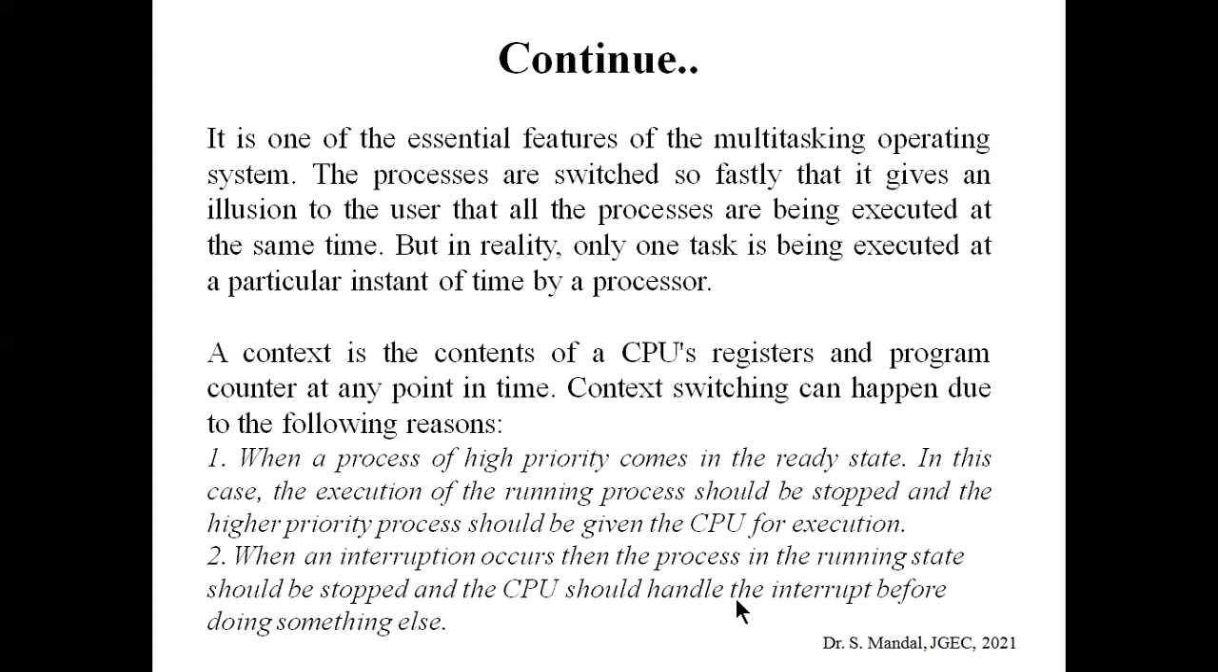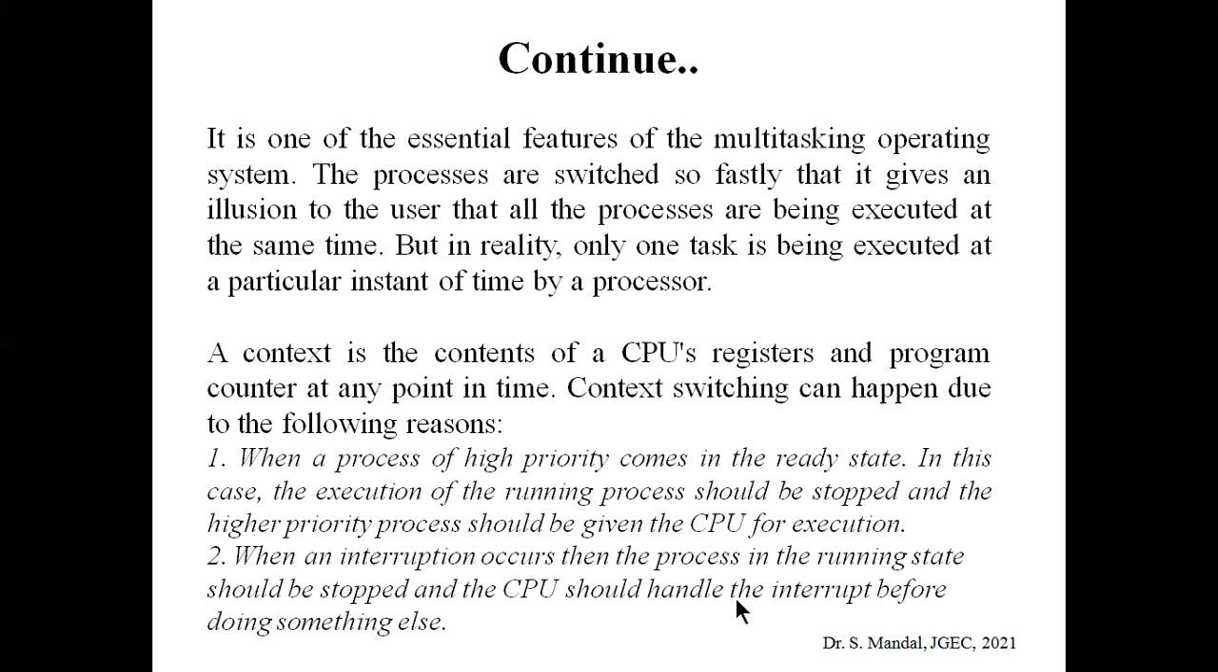Suppose there are five processes, P1, P2, P3, P4, P5, ready to be executed. Initially, for 1 microsecond one process is executed, and for the next 1 microsecond the next process, that is P2, is executed. It is quite similar to time division multiplexing, where different signals are sent by the transmitter at different time intervals. By using context switching we can switch between different processes, and the switching speed is so fast that it gives an illusion that all the processes are executed at the same time, but in reality only one process or one task is executed at one particular instant of time by a processor. So that is context switching.